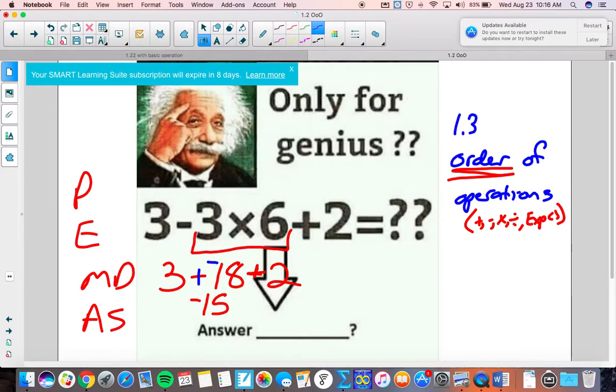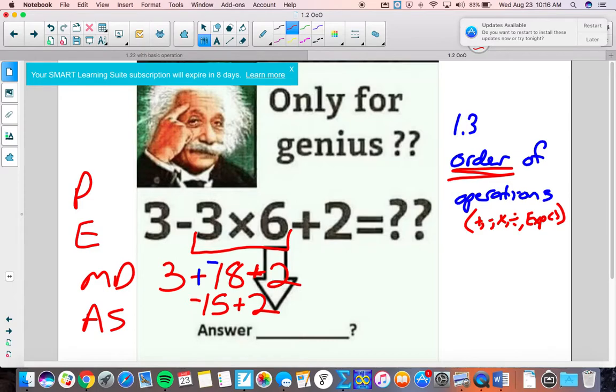Or you could, so now you can think I have $3 in my pocket and I owe my friend 18. Oof, I really owe him a lot of money. Well, I pay him back the $3 I have, then I still owe him 15. So now we have negative 15 plus 2.